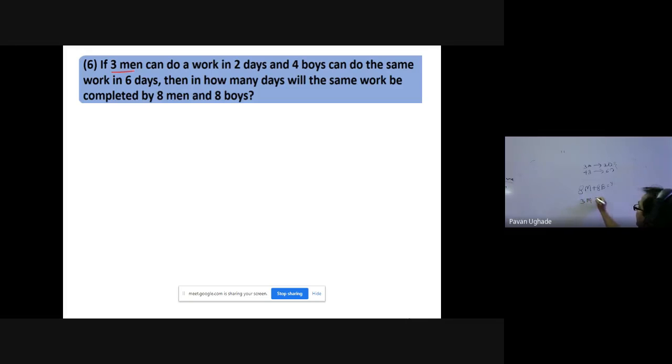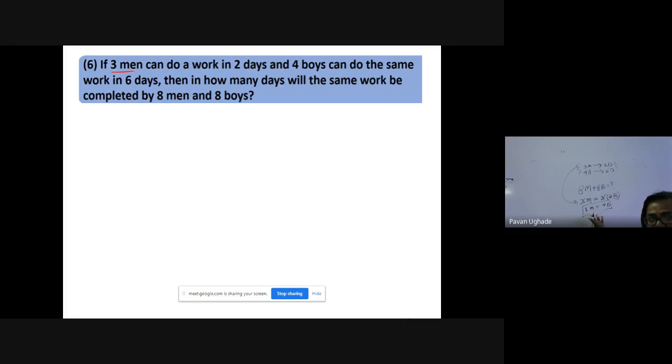What you will be seeing here in this relation, 3 men is equivalent with the 3 times of 4 boys. Are you able to find out the relation with this? 3 men, if I make it, is 3 times of that, right? 3 times of that, 4 boys, right? Now what I'll be doing, these 3 can be cancelled. So one man can perform the job of 4 boys. This is the relation that I wanted to get.